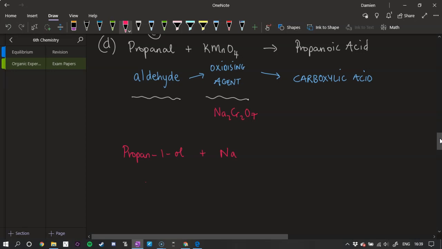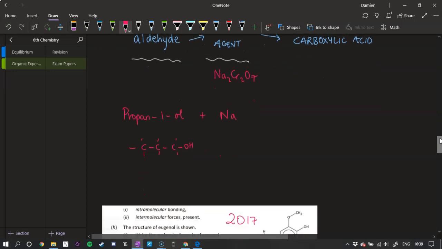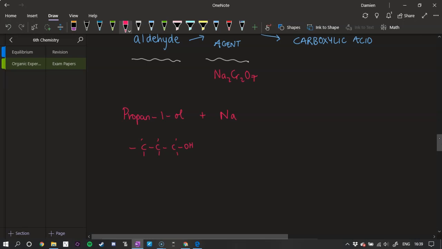So when you're looking at propan-1-ol and the structure, and you count up the carbons and the oxygens and the hydrogens, what you end up with is C3, and we have H7 and an OH at the end. You're reacting with sodium, and this sodium takes the place of the hydrogen. So you end up producing C3H7ONa, plus hydrogen gas.